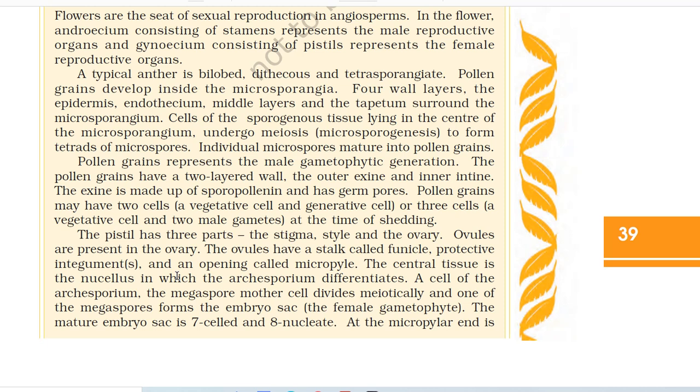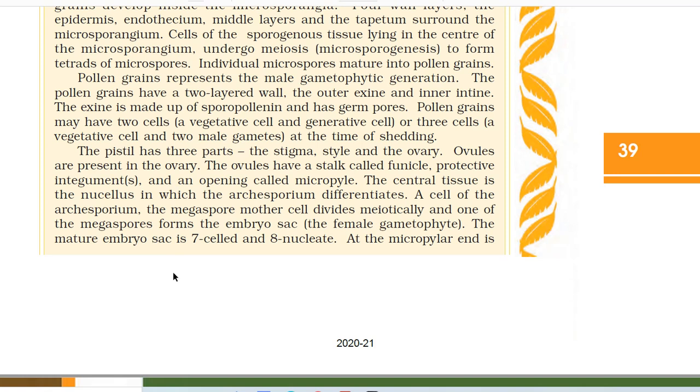Cells of the sporogenous tissue lying in the center of the microsporangium undergo meiosis to form tetrads of microspores. Individual microspores mature into pollen grains. Pollen grains represent the male gametophytic generation. The pollen grains have a two-layered wall, the outer exine and inner intine. The exine is made up of sporopollenin and has germ pores. Pollen grains may have two cells, a vegetative cell and a generative cell, or three cells, a vegetative cell and two male gametes, at the time of shedding.